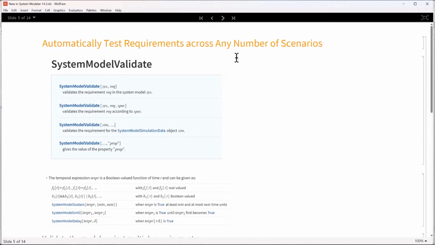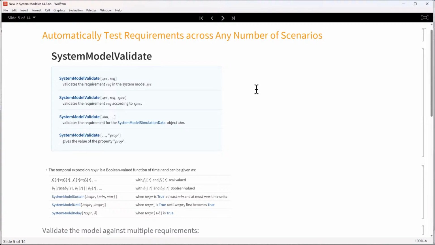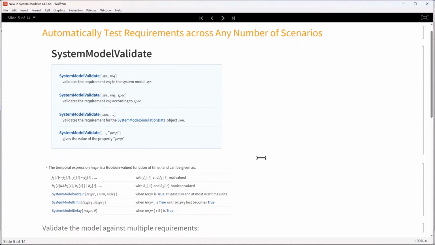With version 14.3, we have introduced a requirement specification language with functions like system model validate. This lets you validate designs directly against performance and safety requirements. Using these functions, you can check behavior over time, manage uncertainty, and detect edge case failures early in the design process.